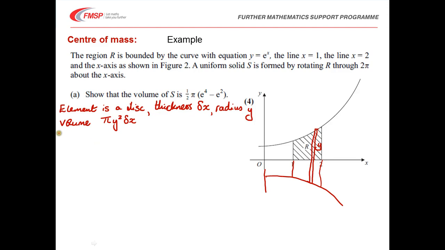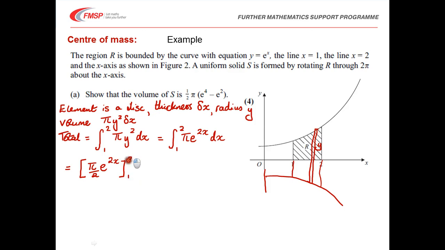So if we want to find the total volume of S, we're going to have to integrate that. So total volume is the sum between 1 and 2 of all of those volumes, pi y squared, with respect to x. And we can substitute in for y there, so we've got pi e to the 2x dx. When we integrate that, we're going to end up with pi over 2 e to the 2x between 1 and 2, and we can substitute in our limits there, get pi over 2 (e to the 4 minus e squared), and that was the expression that they asked for in the question.